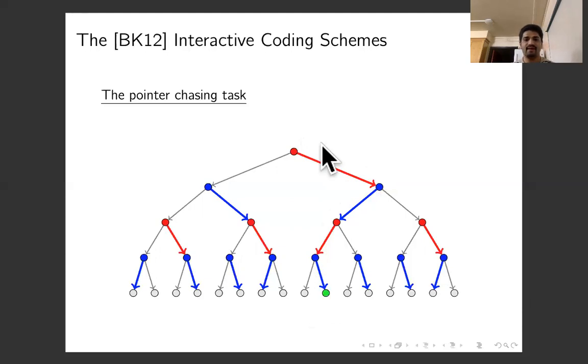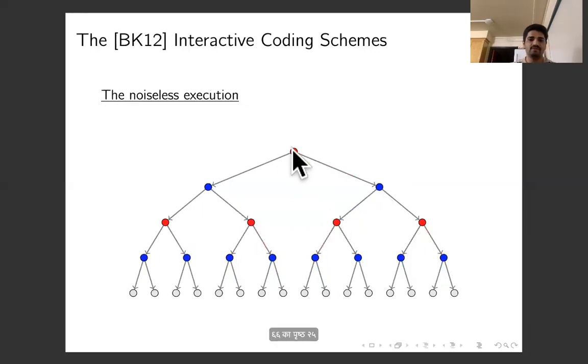Okay, I claim that this task can be done in 4 bits if you don't have noise. And this is how. In the first round, Alice just sends the first pointer. She knows it. Then Bob is at this vertex and he sends this pointer. This again requires only 1 bit because you only need to indicate whether to go left or right.